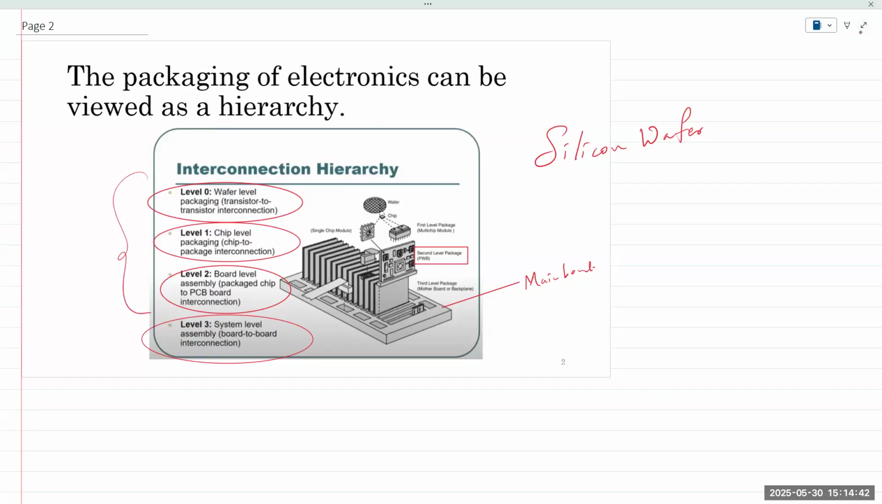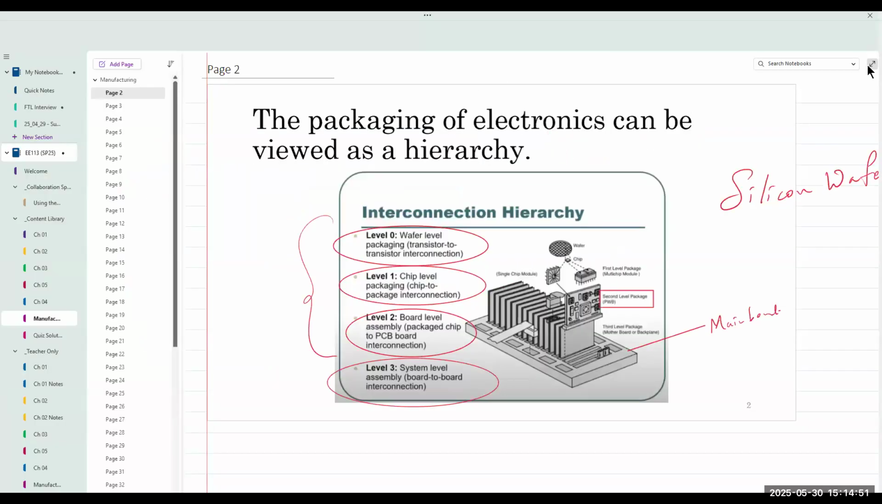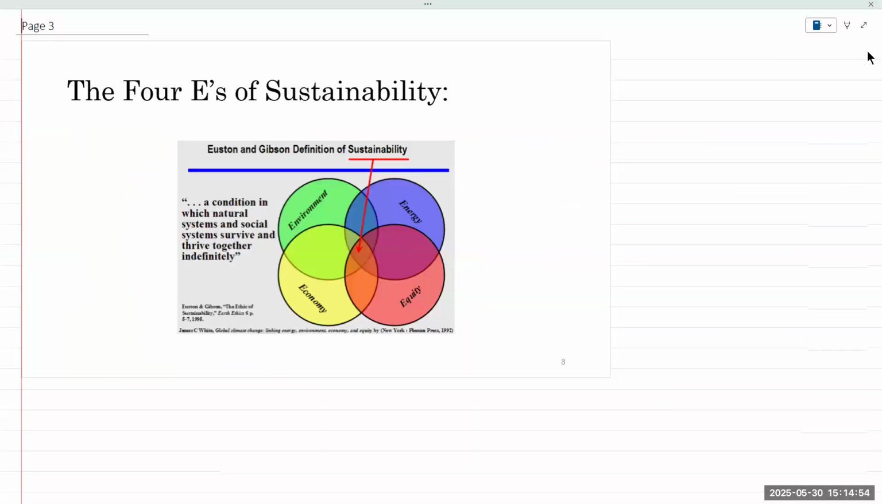Okay. All right. What is this? What the heck? That's interesting. Controls are missing.